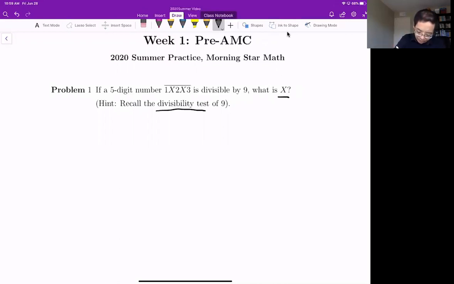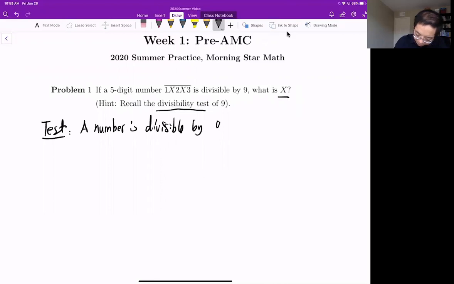So let me write down what the test says. A number is divisible by 9 if and only if the sum of its digits is divisible by 9.